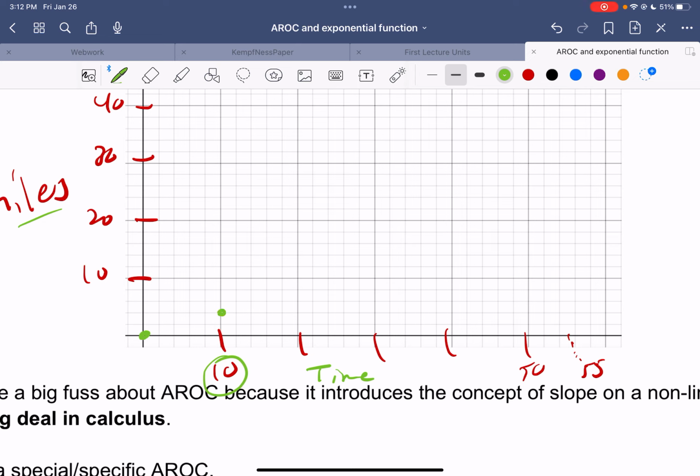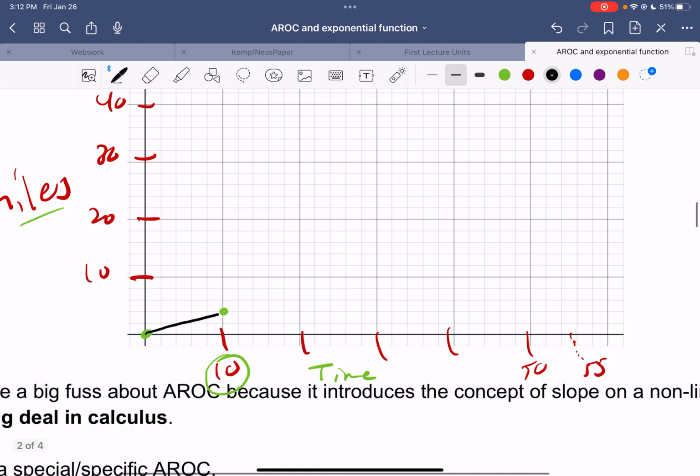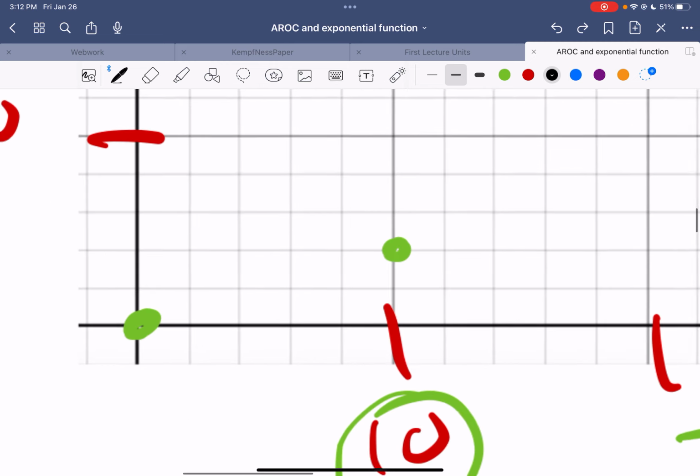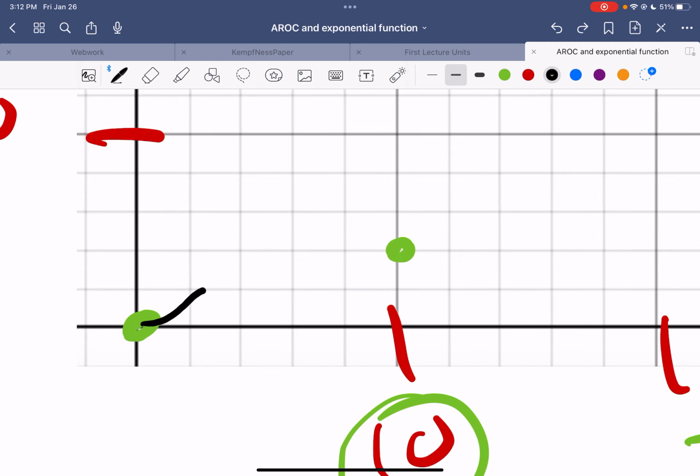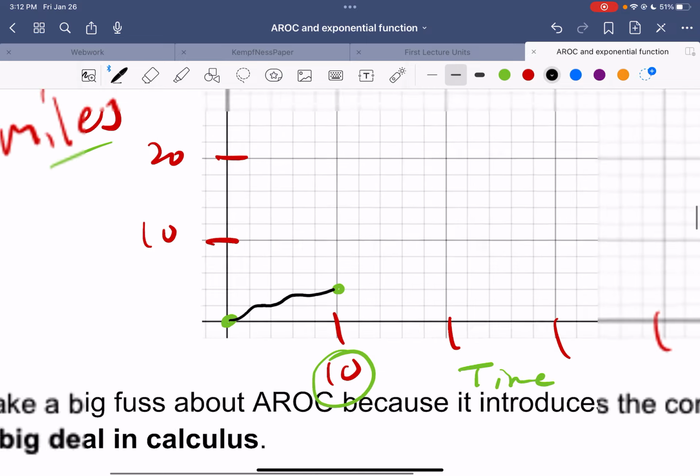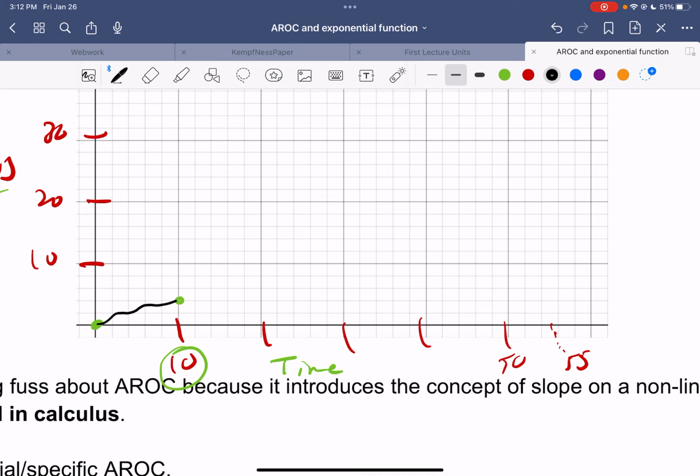So in 10 minutes, I've traveled 4 miles. What does my curve look like to get there? I could just do this, and that's me assuming I have a pretty constant pace. But the reality is I'm going to come to stops. So maybe I do something like this, and I come to a stop, and then I go back, and then I hit it. Who knows how it actually looks? And the point is, we don't care.